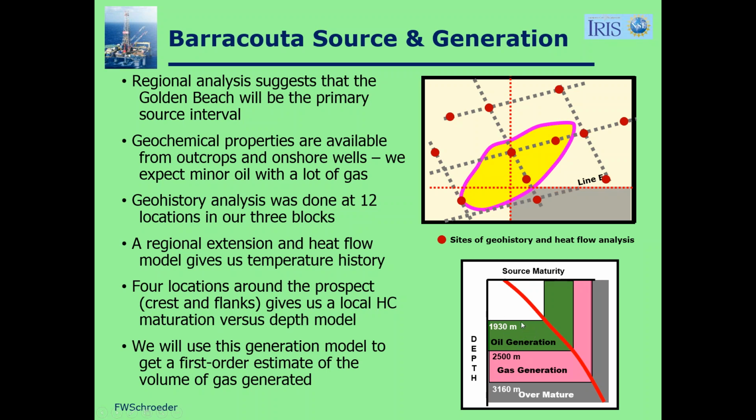So we start to generate oil, and the source will generate oil down to 2,500 meters. Then from 2,500 to 3,160 meters, we would only be generating gas. And if our source gets deeper than 3,160 meters, we would be in the over-mature zone, so we wouldn't be generating oil or gas. Our model will also tell us what percentage of the organic material volumetrically would convert into oil and into gas.